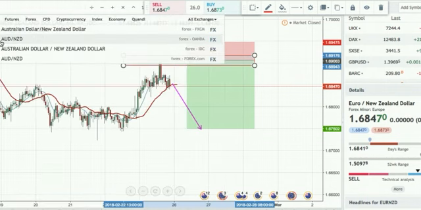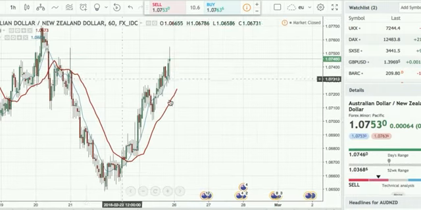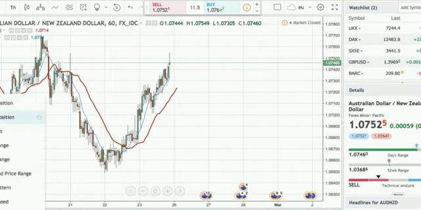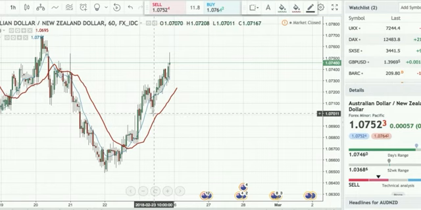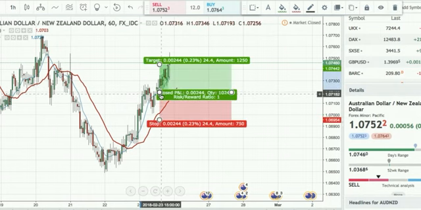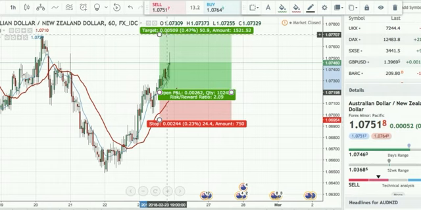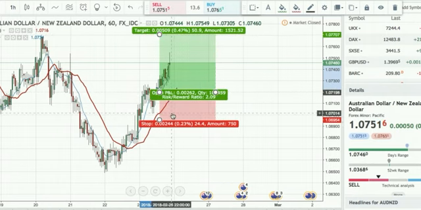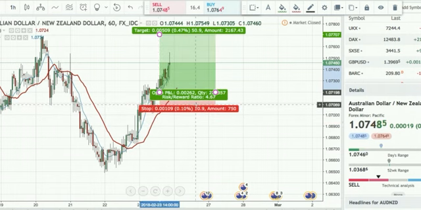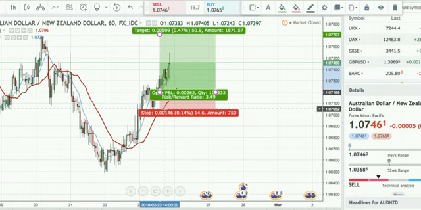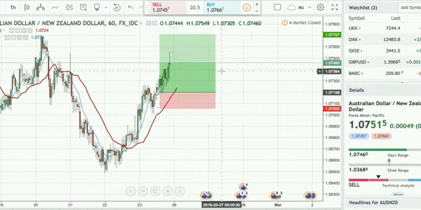Another New Zealand pair that we're obviously going to be looking at is Aussie New Zealand dollar. Apologies, I got myself mixed up on the last one. Yeah, we took the long last time on this touch, so we actually took the long towards the close of play, a few hours before close of play, with our stop loss at 107.03 and our target at 107.70.